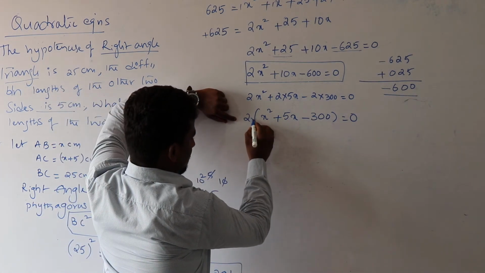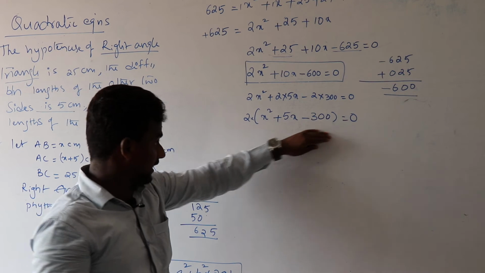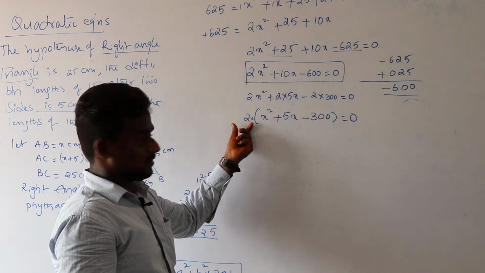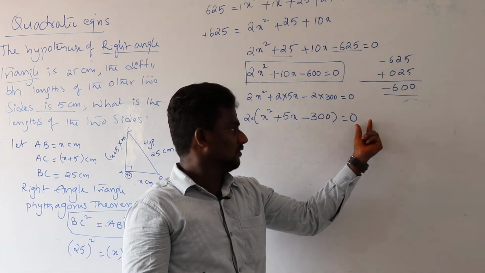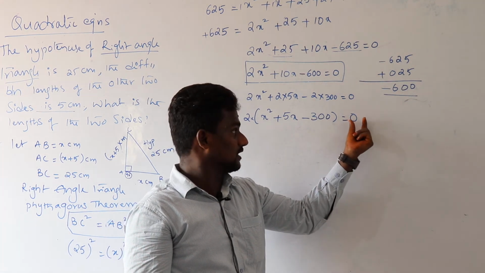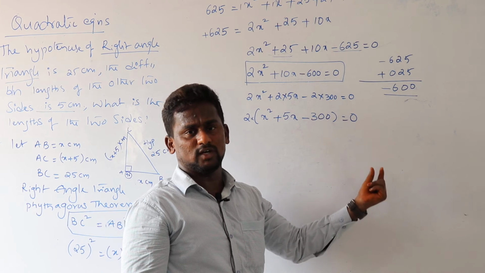Now here 2 is multiplying on the left side. This multiplication will be transposed and become division, 0 by 2. So what is the value of 0 by 2?